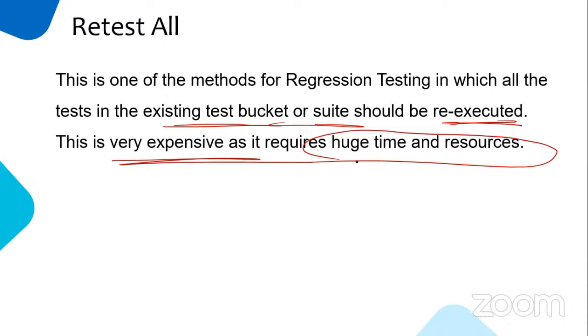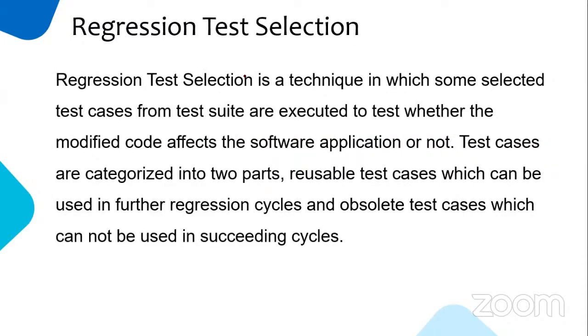A question will come: no. If you have everything, you will do it. Mostly only automation will do the regression testing; for manual, they will start regression only once in 3 months. Now comes regression test selection, your second trick. In this technique, some selected test cases from the test suite are executed to test whether the modification affects the software application or not. Okay, you're going to select something.